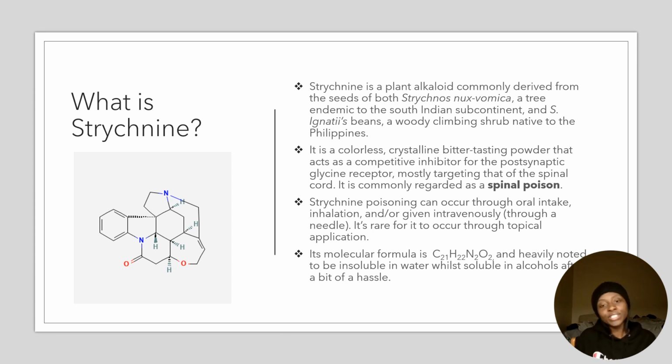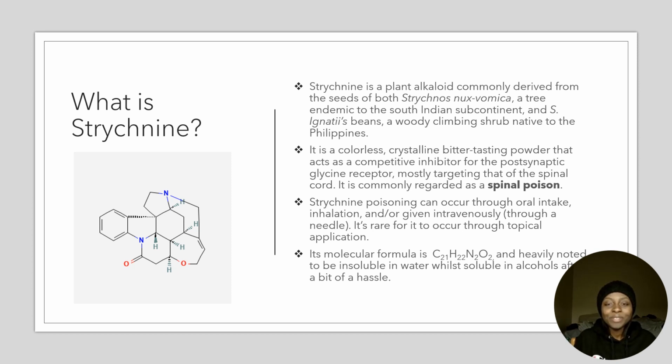What is strychnine? Strychnine is basically a plant alkaloid that is commonly derived from the seeds of both the Strychnos nux-vomica, which is a tree indigenous to the South Indian subcontinent, as well as the specimen Strychnos ignatii, though specifically it's derived from the seeds of the beans that are produced by that plant.